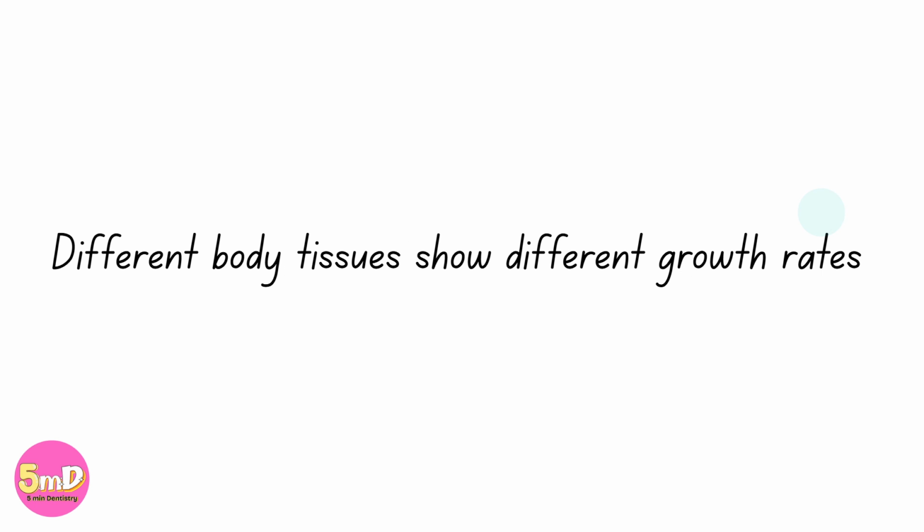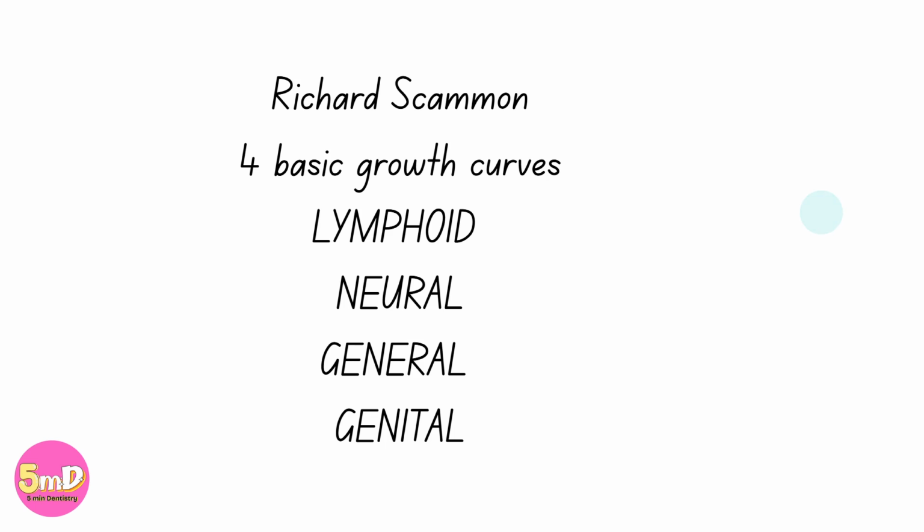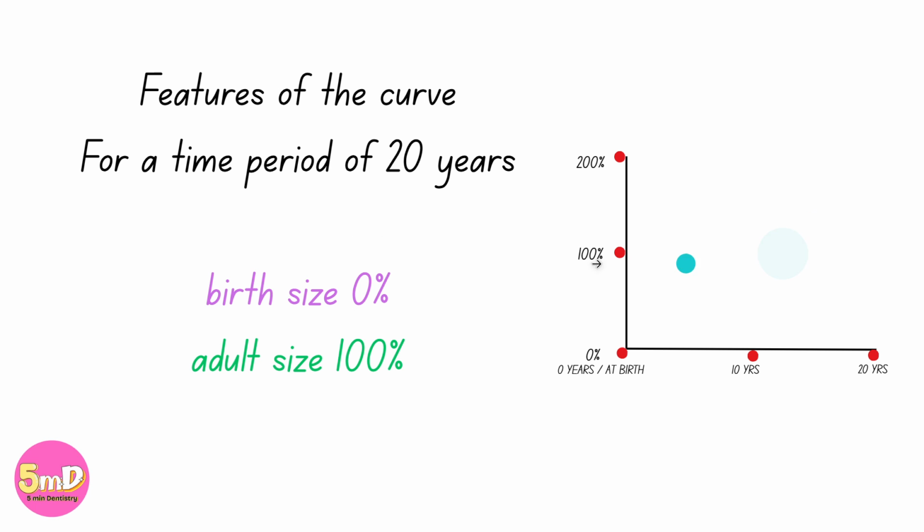Now regarding Scammon's growth curve, it is again based on the differential growth rate of the body tissues. That is, not all the body tissues grow at the same rate. Here, Richard Scammon gave four basic growth curves: lymphoid, neural, general, and genital. We will see what that means, and we will also see what is the significance in orthodontics.